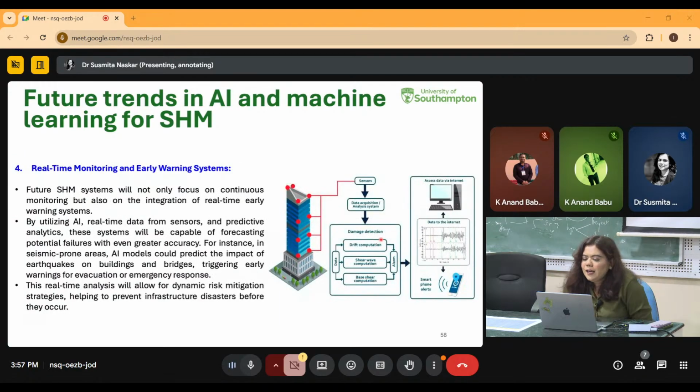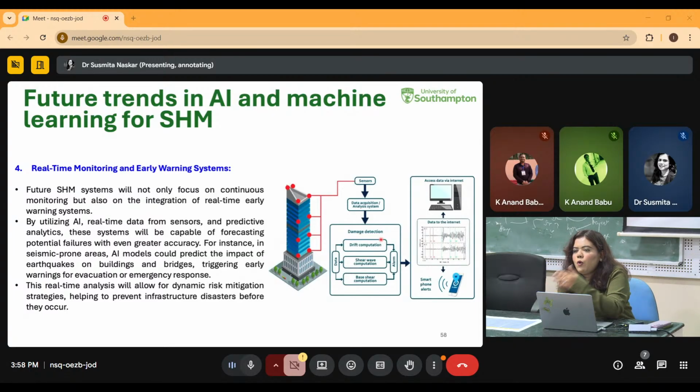And then the fourth future trend, which is happening quite a lot when we talk about machine learning algorithms in structural health monitoring systems, is real-time monitoring and early warning systems in SHM, right? So when we talk about future SHM systems, they will go beyond just continuous monitoring. That means they will integrate real-time early warning systems. So what does it possibly mean? That means the system won't just observe, but also predict and alert immediately.